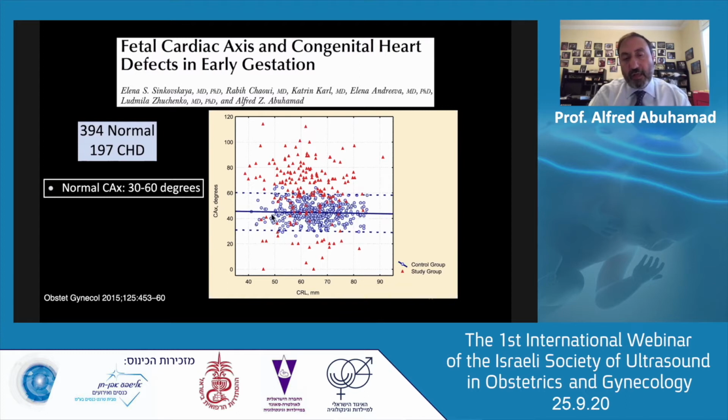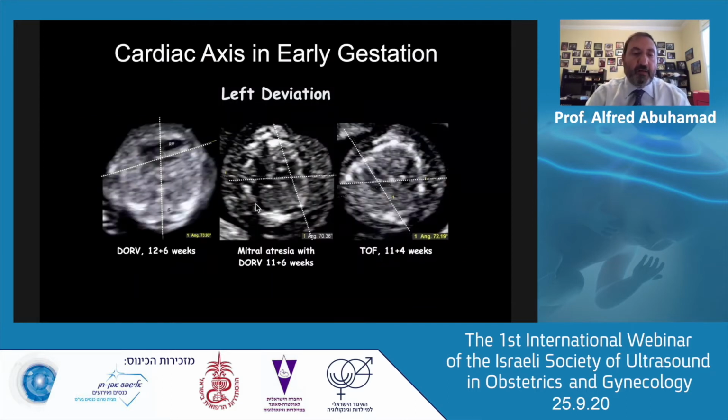First, if you look at the blue control fetuses, you see that the cardiac axis barely changes, if at all, in the first trimester. The cardiac axis is about 45 degrees, so it is very similar to what we see in the second trimester. And you can clearly see that fetuses with congenital heart disease tend to have an abnormal cardiac axis. Here are 3 cases: double outlet right ventricle, mitral atresia with a double outlet right ventricle, and tetralogy of Fallot. You can see the cardiac axes are all abnormal.